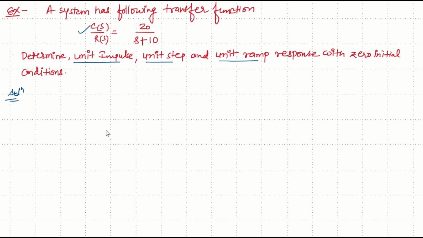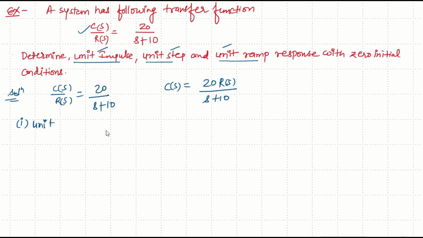Now it is given that C(s) by R(s) is 20 divided by s plus 10. We have to calculate C(s) for different inputs: unit impulse, unit step, and unit ramp. So the value of C(s) from this expression is 20 R(s) divided by s plus 10. Now in the first case, when a unit impulse signal is given, the value of R(s) will be 1, since the Laplace transform of the unit impulse is 1.